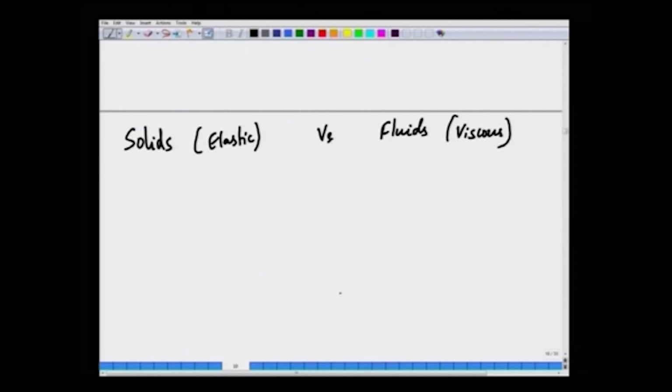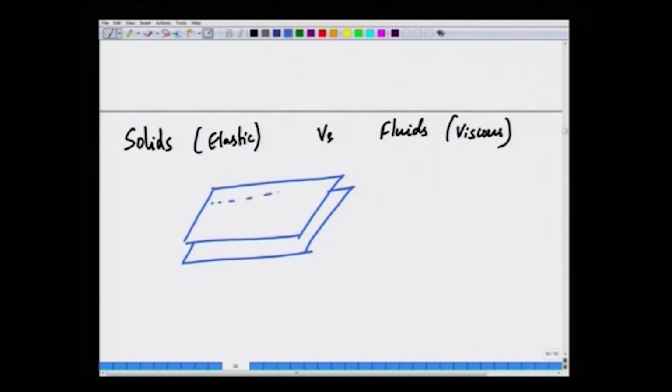Imagine we have two slabs, separated by a distance. The distance that separates these two slabs is, let us say, h. And let us put a coordinate system x, y, and z.